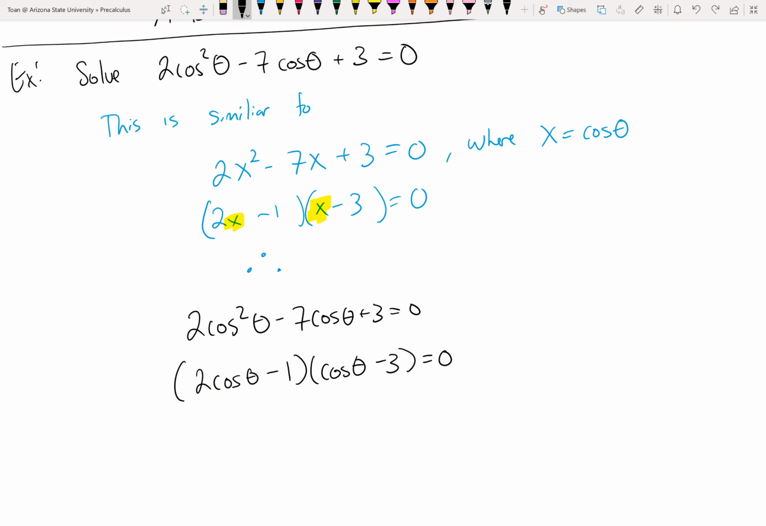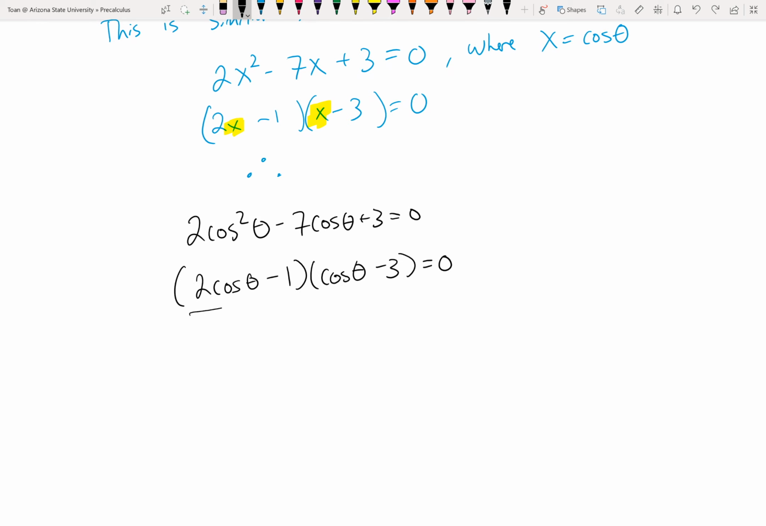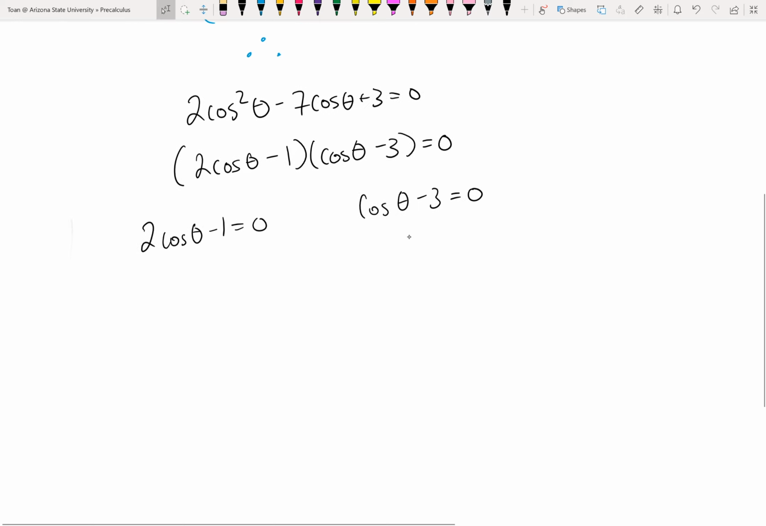Now the zero product property can be applied. Since I have factored form equals 0, I know for a fact that the first factor, 2 cosine theta minus 1, could equal 0. And then the second factor, cosine theta minus 3, could equal 0. And then we just have two separate problems to solve, and then we'll merge our answers in the end.